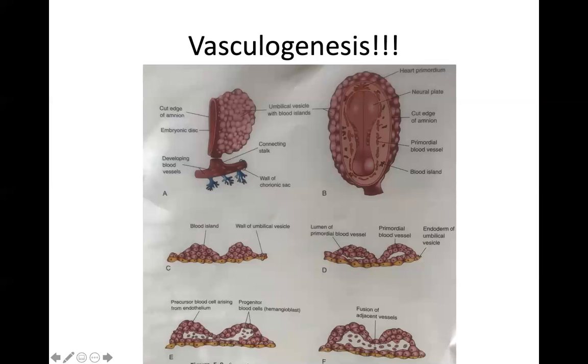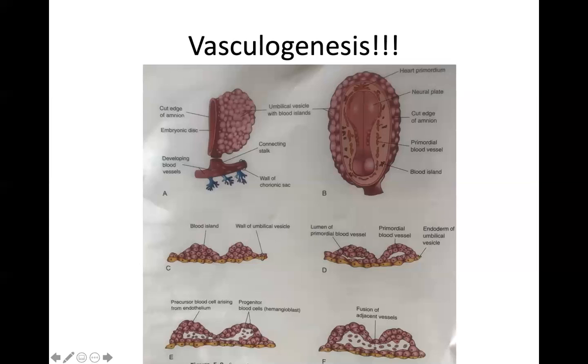Okay, so just so we have our terms straight, the formation of a rudimentary blood or cardiovascular system is called vasculogenesis, right? The formation of new blood cells is called hemangiogenesis. And the formation of new blood vessels is called angiogenesis. That's a lot, huh?